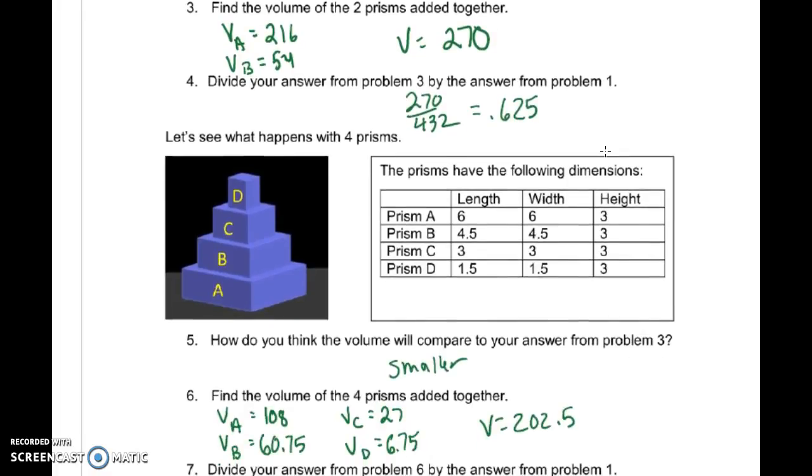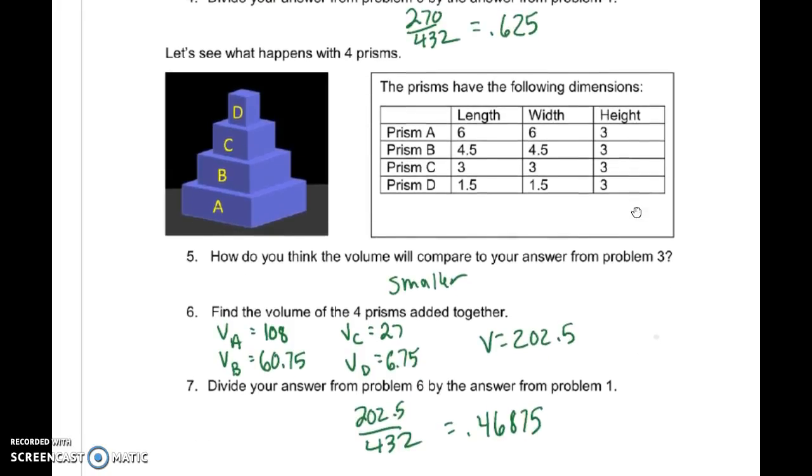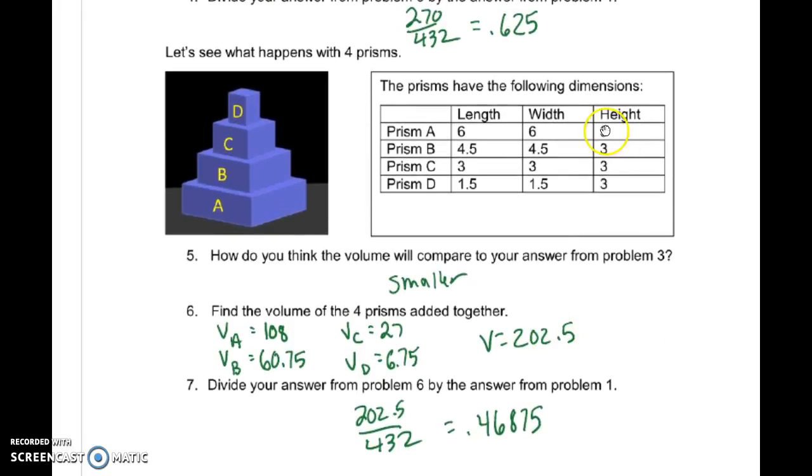Well, we're going to add more. We're going to do 4 prisms. Same idea. Now we've cut that height in half even further, and those dimensions of the base are going to be cut in half even further. So when we find the volume of each of these 4 rectangular prisms and add those up, we get 202.5, which is about 46.9% of the original rectangular prism. So you can see that number's going down. We're getting smaller and smaller.